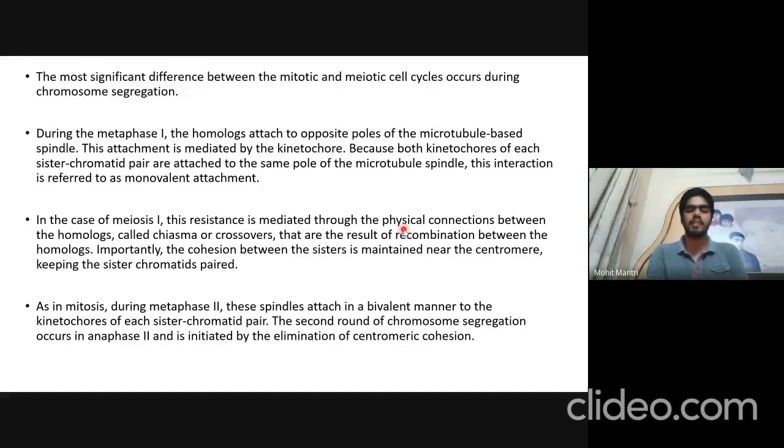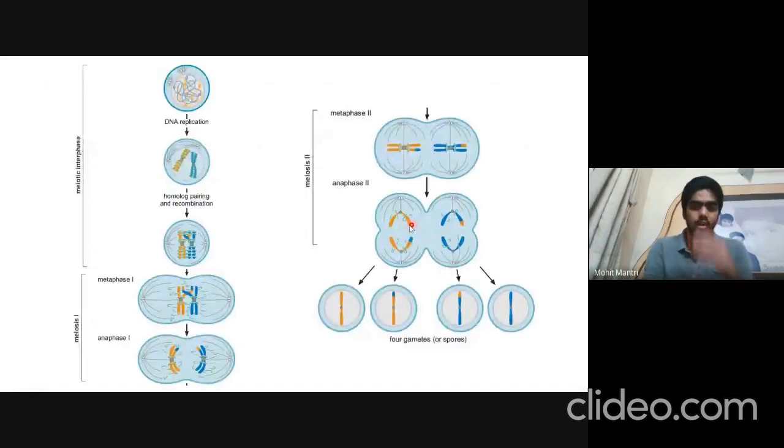So in that case, bivalent attachment takes place, and now the centromeric region also undergoes proteolysis of cohesin, and sister chromatids are separated in the daughter cells of the second meiosis, and therefore 4 haploid gametes are formed after meiosis.